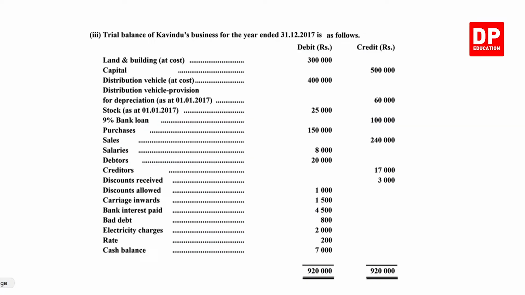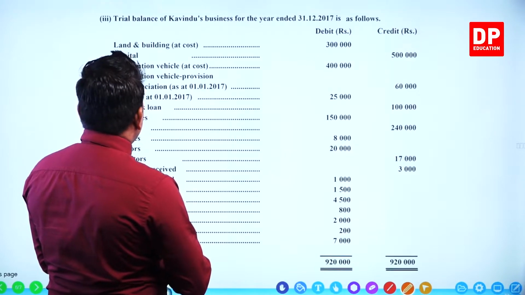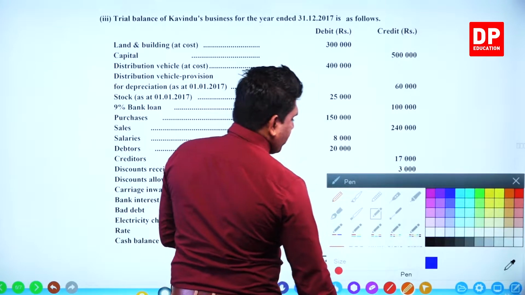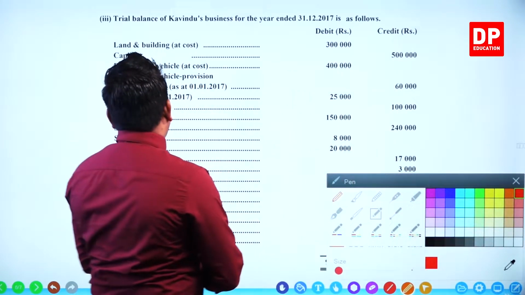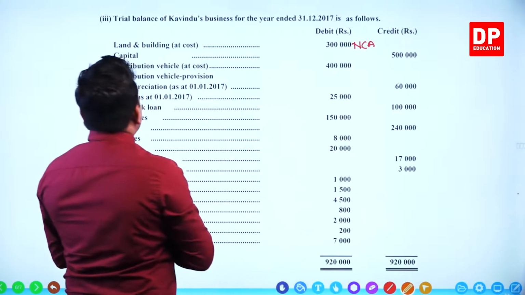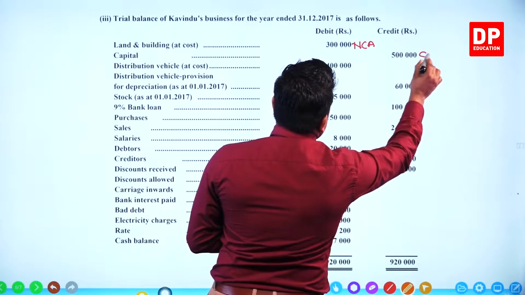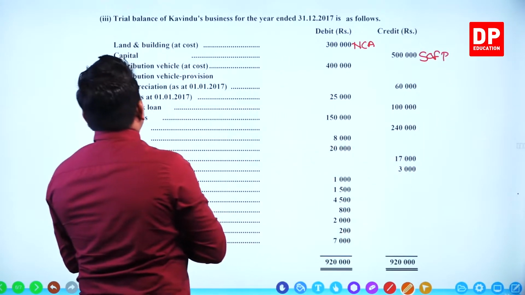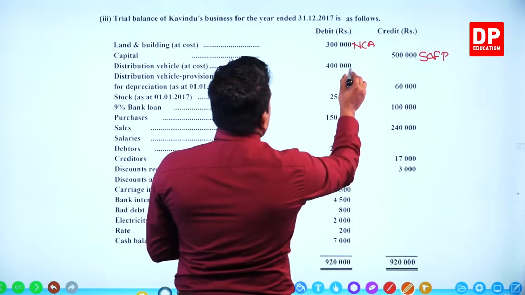The trial balance of Kavindu's business for the year ended 31st December 2017 is as follows. Land and building, 300,000. Then you can write down these values and these items where we record them. Land and building, non-current assets. Capital, where the statement of financial position we write. Then distribution vehicle, where? Non-current assets.